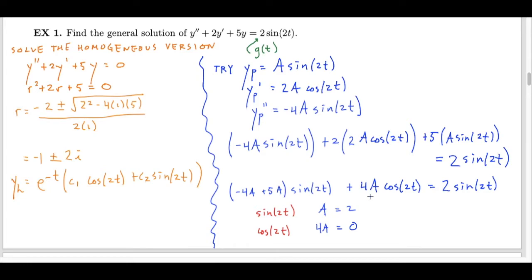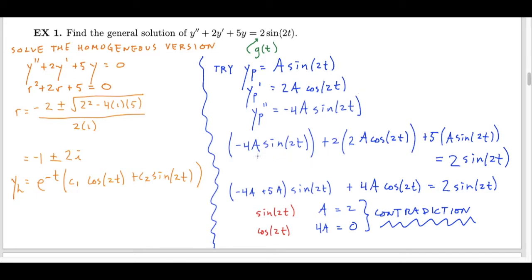Following the same procedure with this cosine coefficient indicates that 4a needs to equal 0, or a needs to equal 0. These two equations contradict each other. There's no way a can equal 2 and a can also equal 0. So this procedure that I've utilized here is not going to work, and that's because this choice for y sub p is not sufficient. Why won't this choice for y sub p work? Well, you'll notice that when I calculate the derivatives and then plug those in, one of the derivatives I end up with introduces this cosine function.